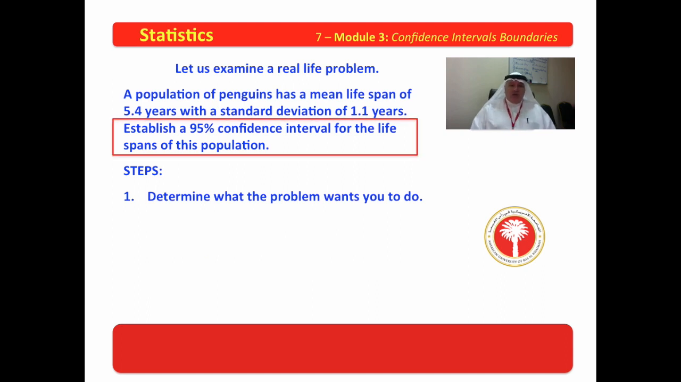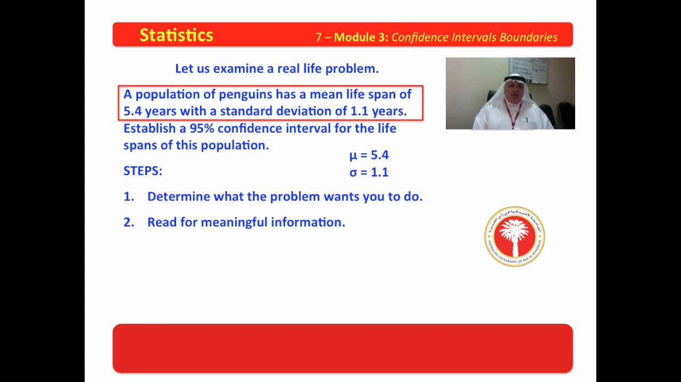Now, the first thing we do is determine what the problem wants you to do. It wants us to establish a 95% confidence interval for the lifespans of this population. Now, it's important that we notice that it's 95% confidence interval. It's also important that we notice that it is for the raw data values, the lifespans. In a couple of lessons, we will be determining whether it's raw data or perhaps an X-bar distribution that we're looking for. But we start out with raw data. Establish a 95% confidence interval.